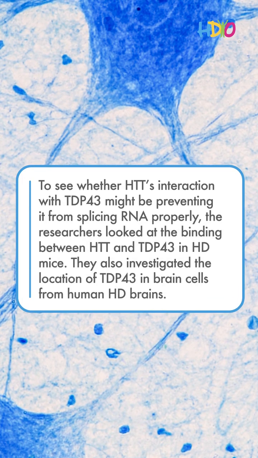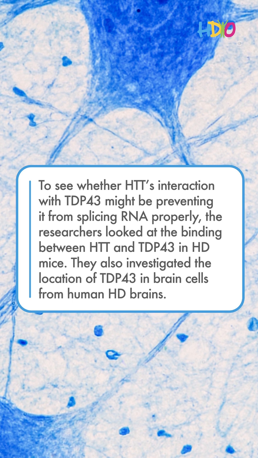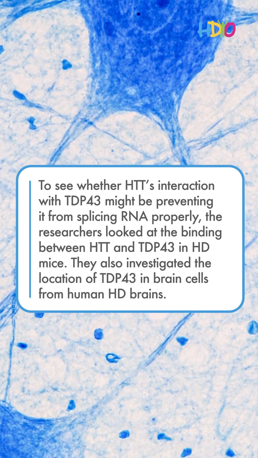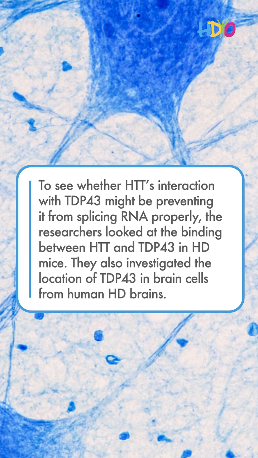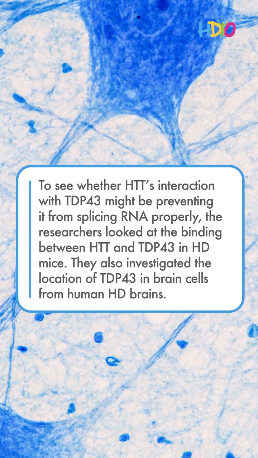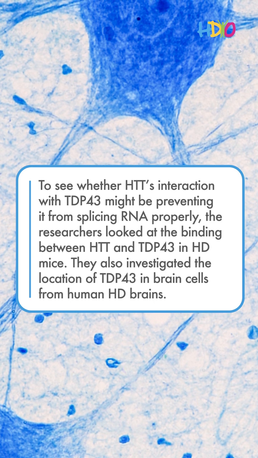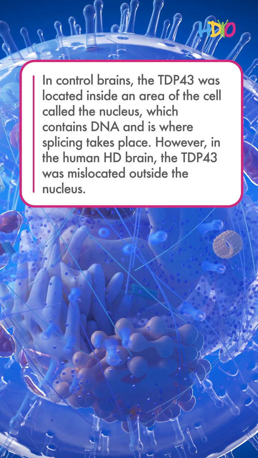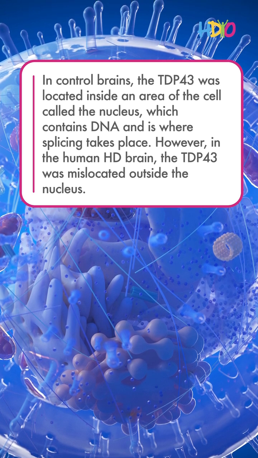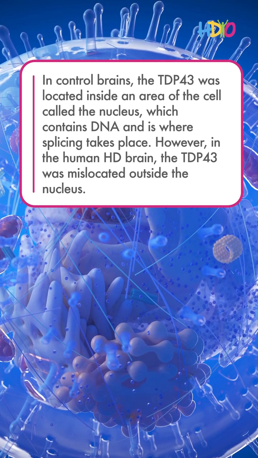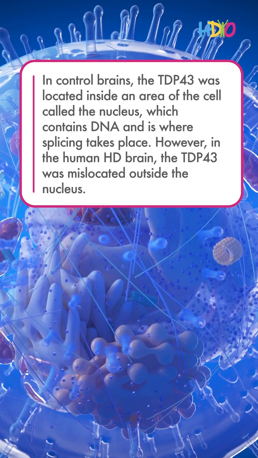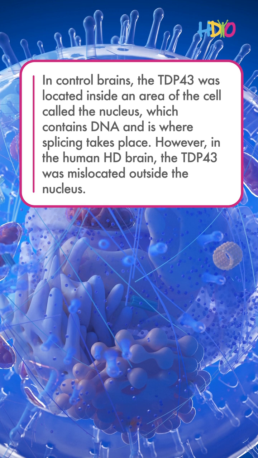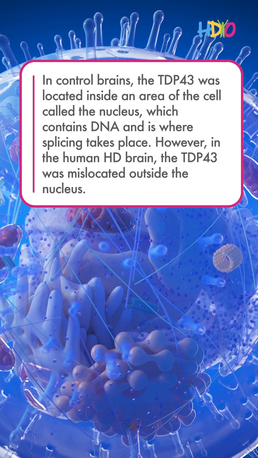To see whether HTT's interaction with TDP43 might be preventing it from splicing RNA properly, the researchers looked at the binding between HTT and TDP43 in HD mice. They also investigated the location of TDP43 in brain cells from human HD brains. In control brains, the TDP43 was located inside an area of the cell called the nucleus, which contains DNA and is where splicing takes place. However, in the human HD brain, the TDP43 was mislocated outside the nucleus.